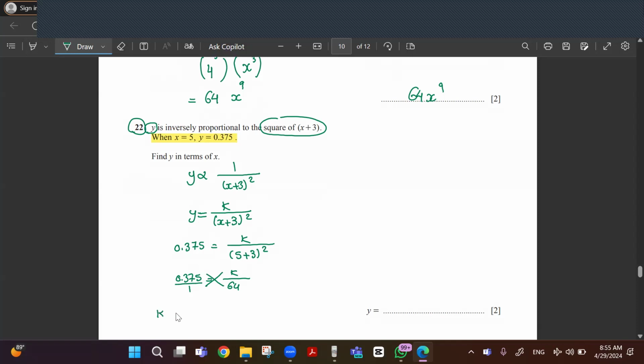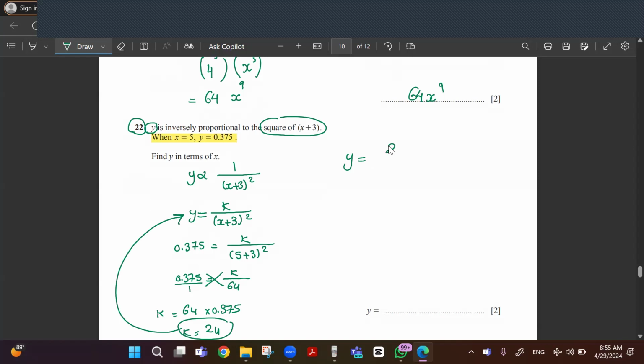So from here, k equals what? k equals 64 multiplied by this number. We can calculate it by the calculator. 64 multiplied by 0.375. It will give me what? 24. Did I finish? No, I have to go and put it here again.